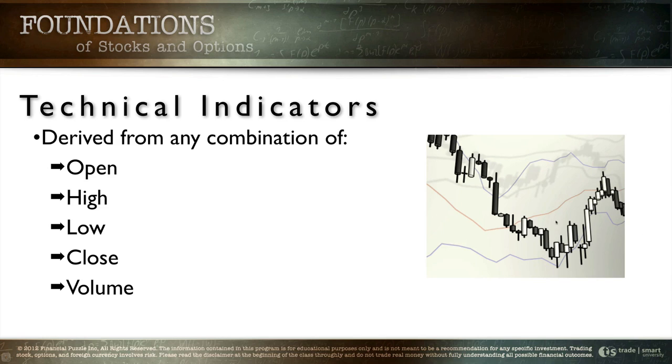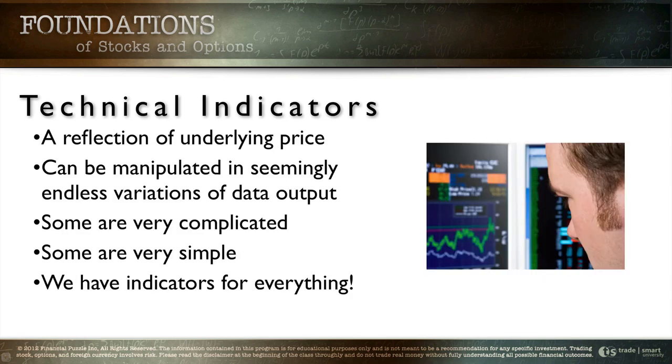Whenever we talk about technical indicators, they are a reflection in some way, shape, or form of the underlying price of the security. So, you're trading Apple. Whenever we talk about the indicators as they look to Apple, they're a reflection of the Apple price. And whenever we think about how we can use them, literally through various formulas and calculations and whatnot, they can be manipulated into what seems like an endless variation of data output. In fact, we've got hundreds of indicators available in the market. There's just tons of them, way more than it's ever practical to look at.